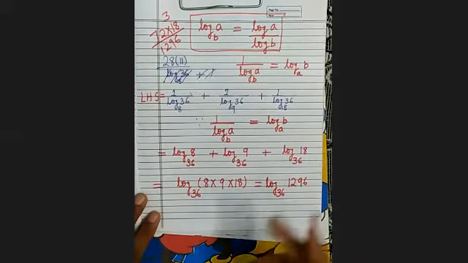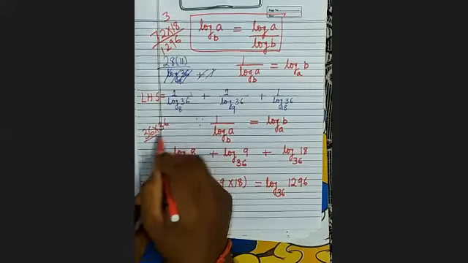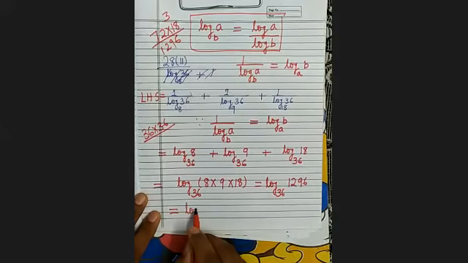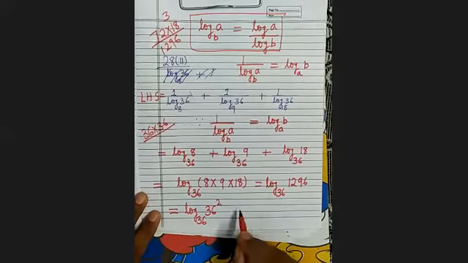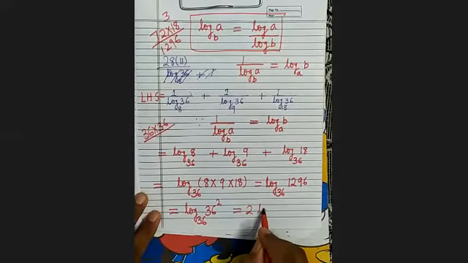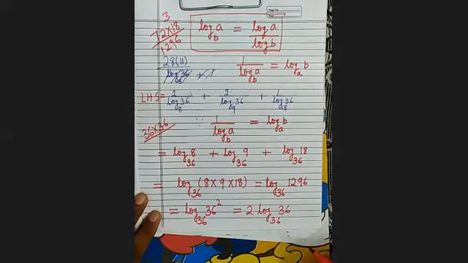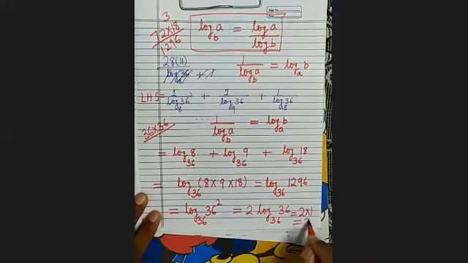And 1296 we know is 36 whole square. 36 into 36 is 1296. So it is log of 36 square to the base 36. So you can write 2 log 36 to the base 36. And what is log 36 to the base 36? It is 1. So 2 into 1 equals 2.